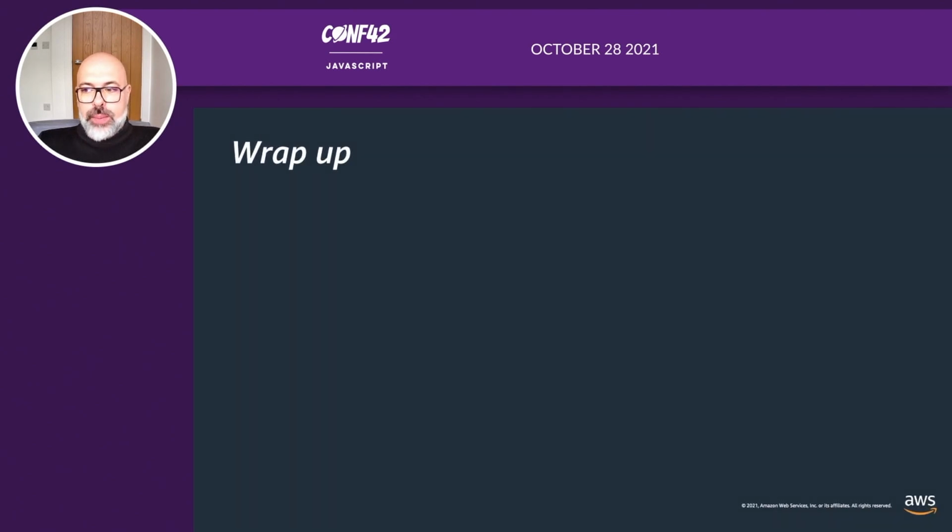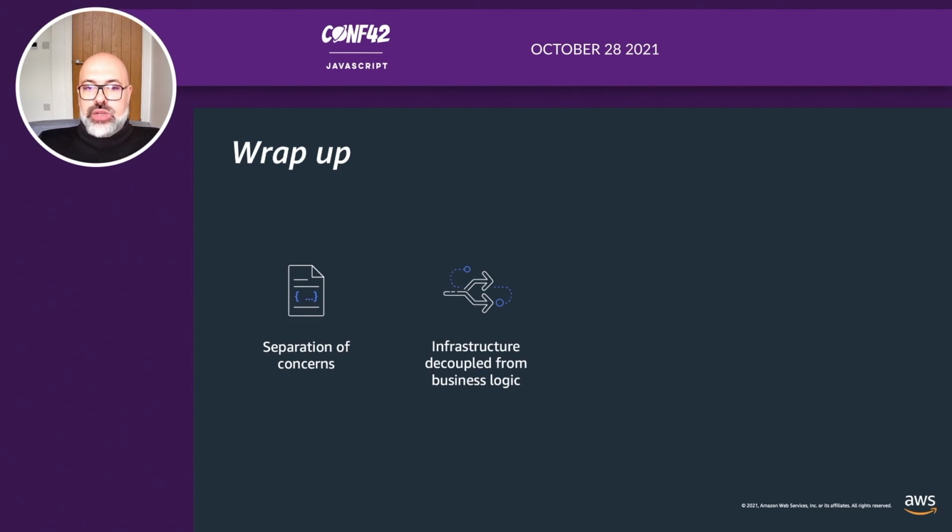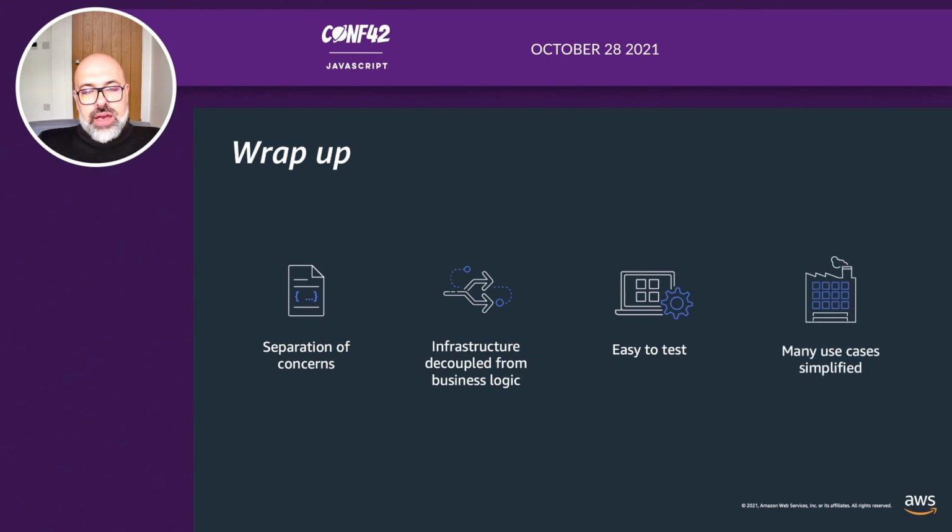So, to wrap up, what we have seen today is that separation of concerns is a key requirement for workloads now on the cloud, and hexagonal architecture provides a really strong separation of concerns. The infrastructure is totally decoupled from the business logic. We have an easy-to-test path with hexagonal architecture because of the modularization and the strong separation of concerns. And finally, you can use this approach not only to structure your code, but for many use cases in your day-to-day work as a developer that are definitely simplified.